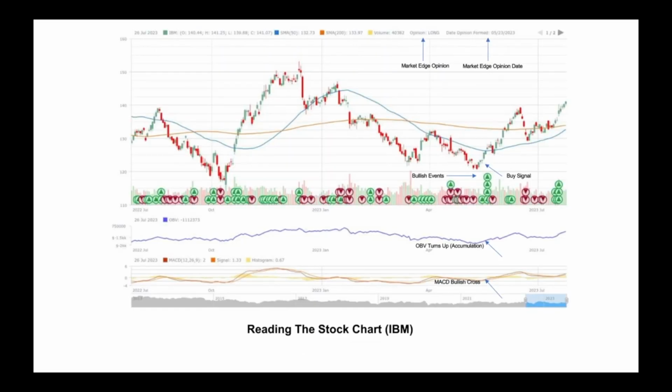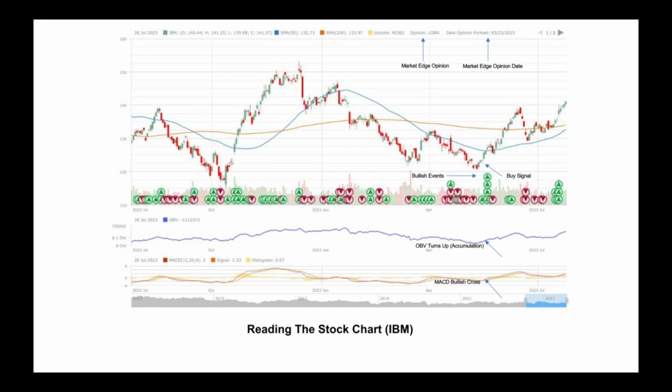This is a MarketEdge chart of IBM. Now, pretend you're a weatherman, and we're looking at this chart, and you go, I have no idea what this means. Well, remember, MarketEdge gives you finished technical research, meaning anybody can use it. We're going to tell you what everything means. The first thing you're going to see if you look at the top of the chart, the first arrow says MarketEdge opinion. And the opinion we have, which was generated out of the Second Opinion report, is long, meaning buy. To the right of that, it says MarketEdge opinion date. The opinion was formed on May 23rd, 2023.